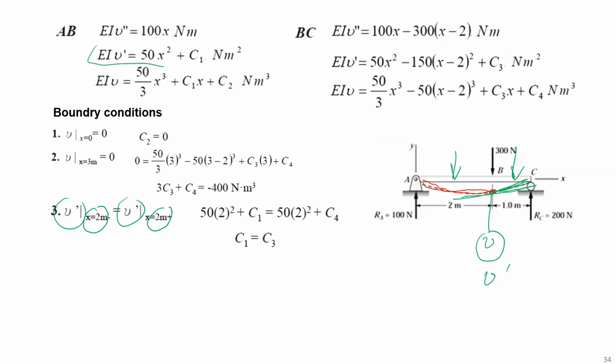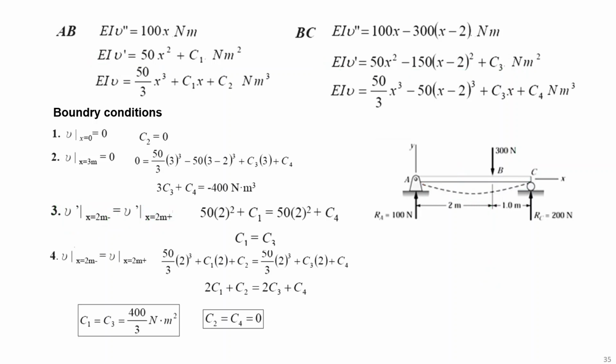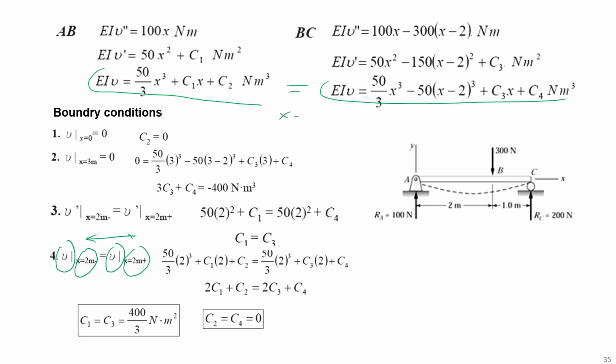So this slope and this slope must be equal for x equal to 2. And also the deflections at the same point, x = 2 meter left and x = 2 meter right. So if you put these equations, that means this and this equal for x = 2, you will find the third and the fourth curves. These two were my previous boundary conditions.